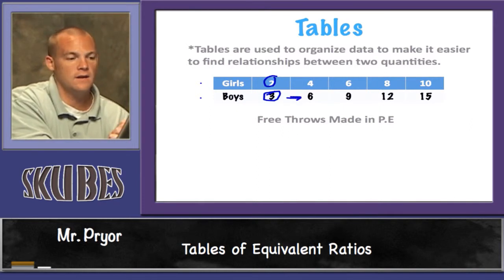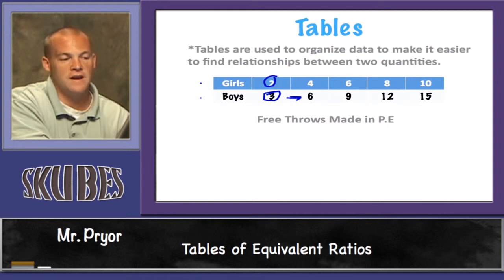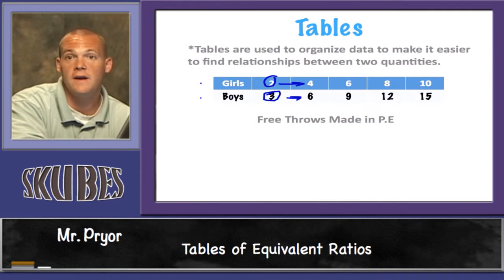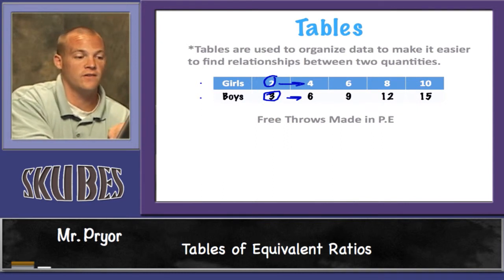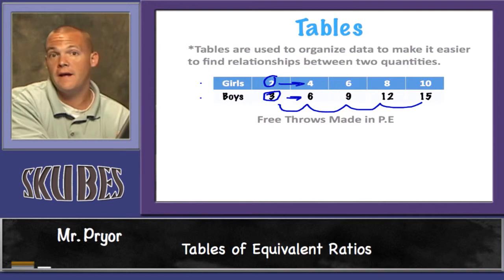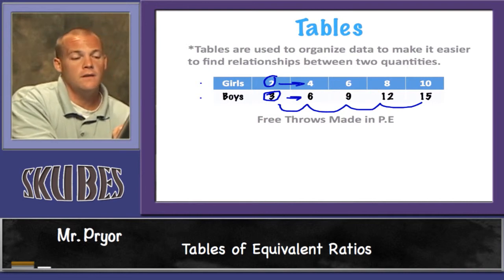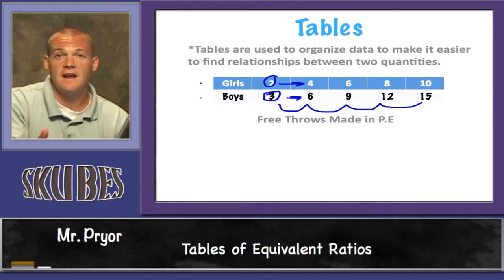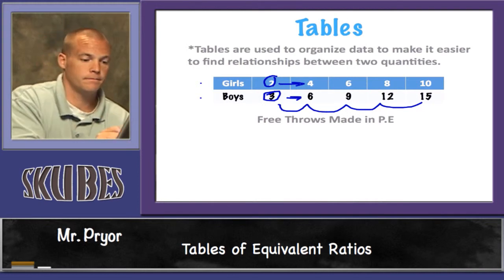The next 3 means there were 6 made by the boys, and then the next 2 means there were 4 made total by the girls. And you can see that there's a consistent pattern here. You will learn later on that that's a linear pattern. That means it makes it easy to predict on down the line how many would be made after so many attempts.